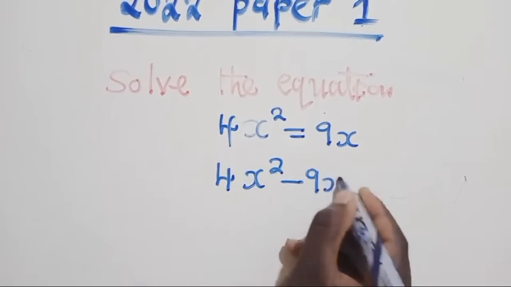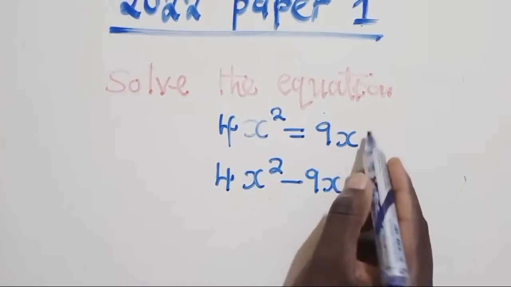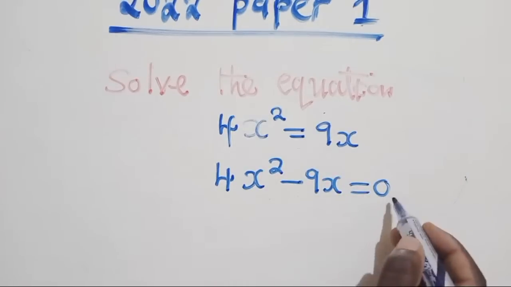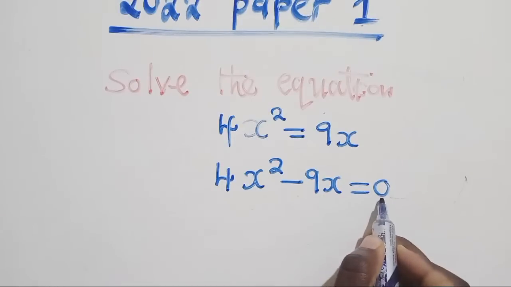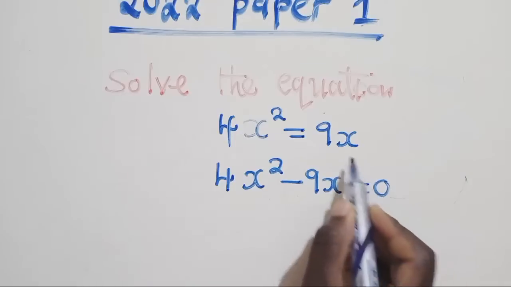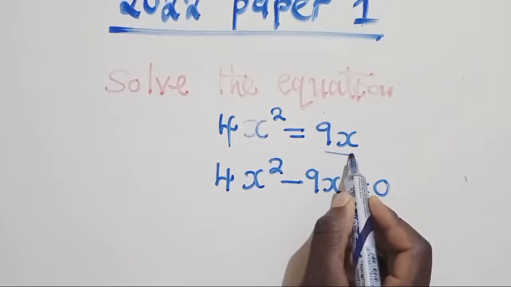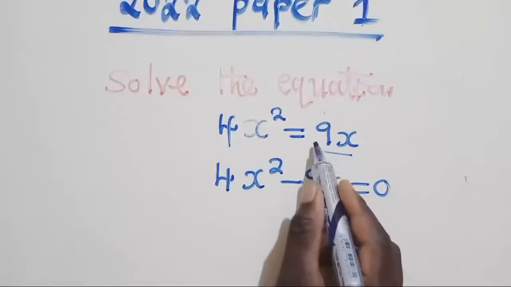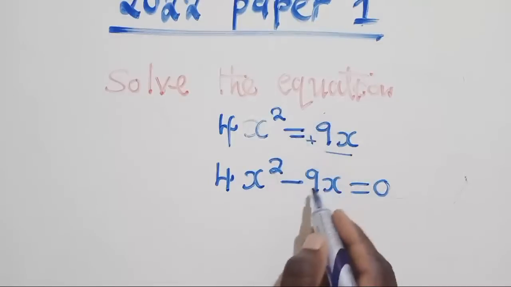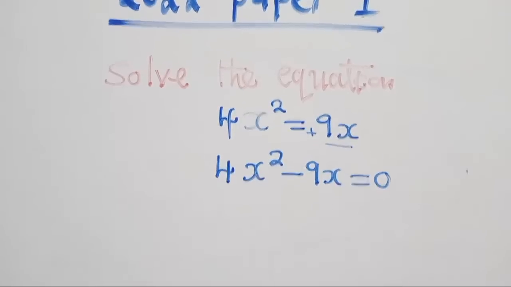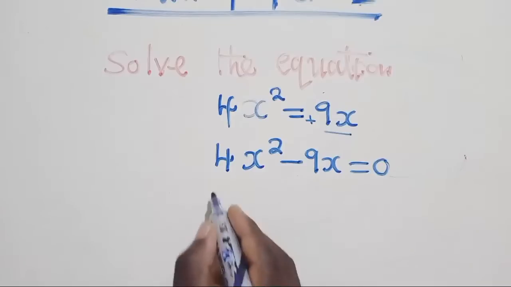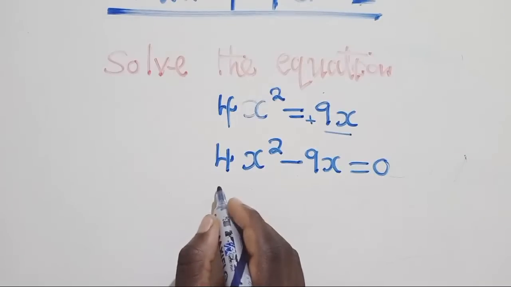So this is the standard form. Just make everything that is this side cross the equal sign so that you remain with a 0 on the left hand side. There is this 9x. Let it cross the equal sign. It's plus here. When it crosses the equal sign, it will be minus 9x. Okay? So this is 4x power 2 minus 9x.